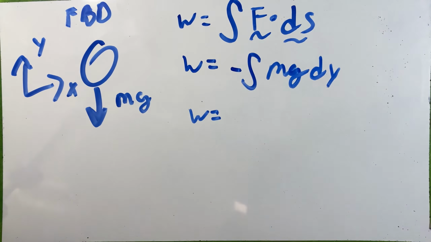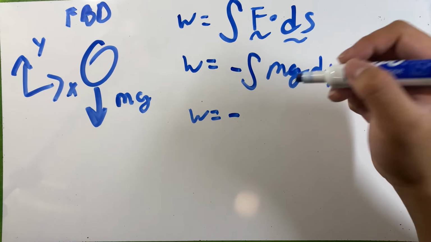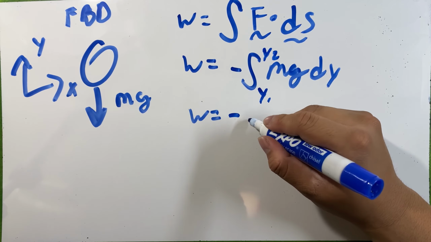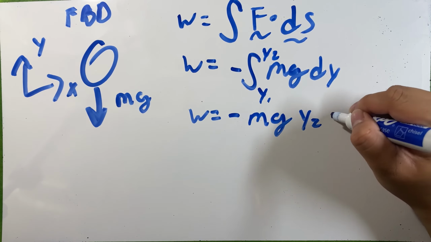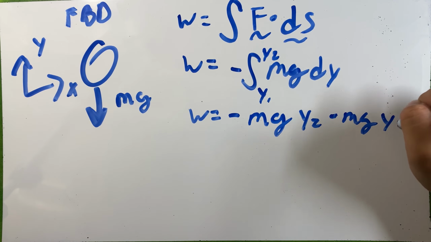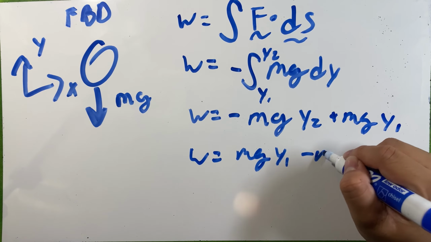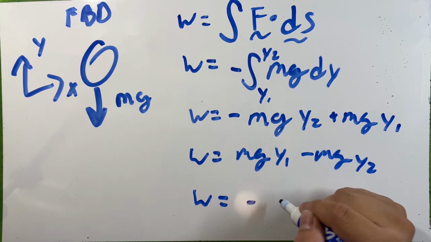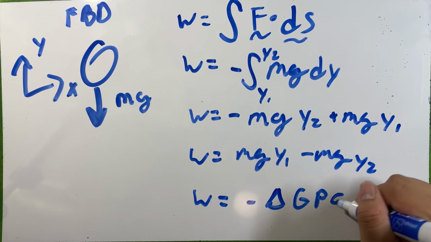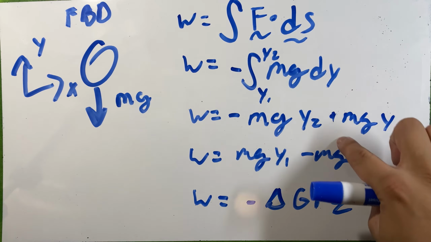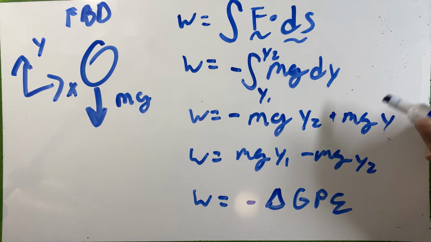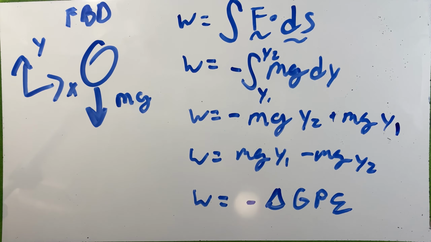And as it's going from state 1 to state 2, we're making a definite integral, so it's going to be negative mg y2 minus mg y1, or plus mg y1. So you can also think of it as mg y1 minus mg y2, or in other words, work is equal to negative change in gravitational potential energy. So if we look at this as its gravitational potential energy at some point, then the change is its change. So if that's the only force acting on the body, then work is equal to negative that.